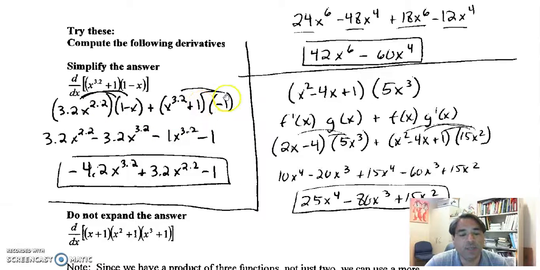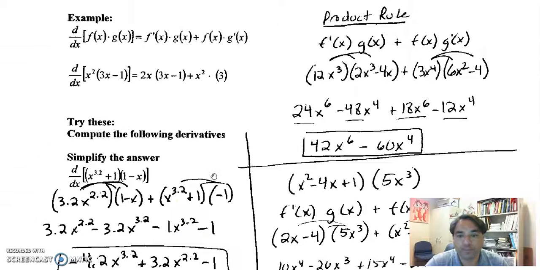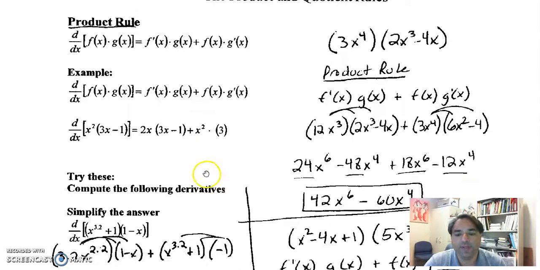Same thing on the other side. We're going to distribute the negative 1 to both. So negative 1 times x to the 3.2 is negative 1 x to 3.2. And negative 1 times 1 is negative 1. Then we can see we have like terms, so we can combine negative 3.2x to the 3.2 minus 1x to the 3.2 is negative 4.2x to 3.2 plus the 3.2x to the 2.2 minus 1. Okay?